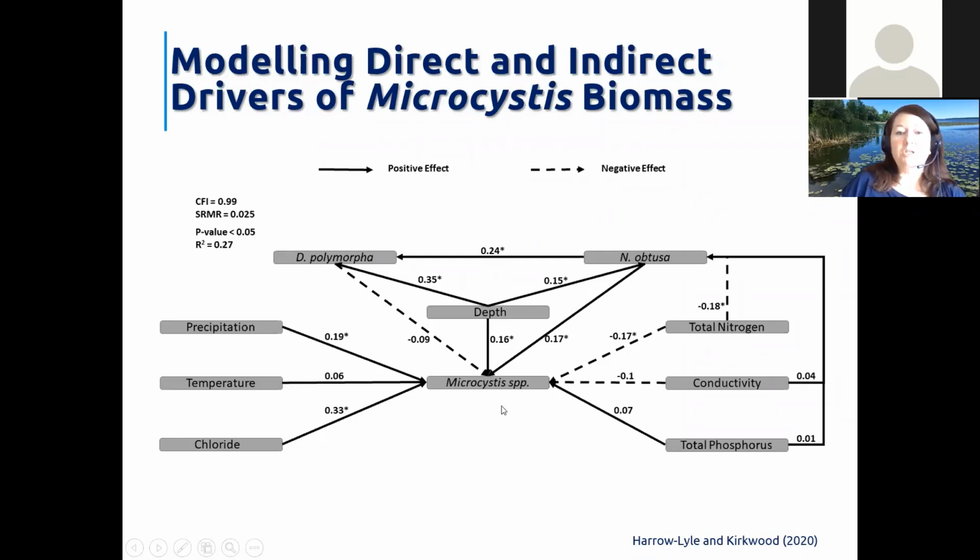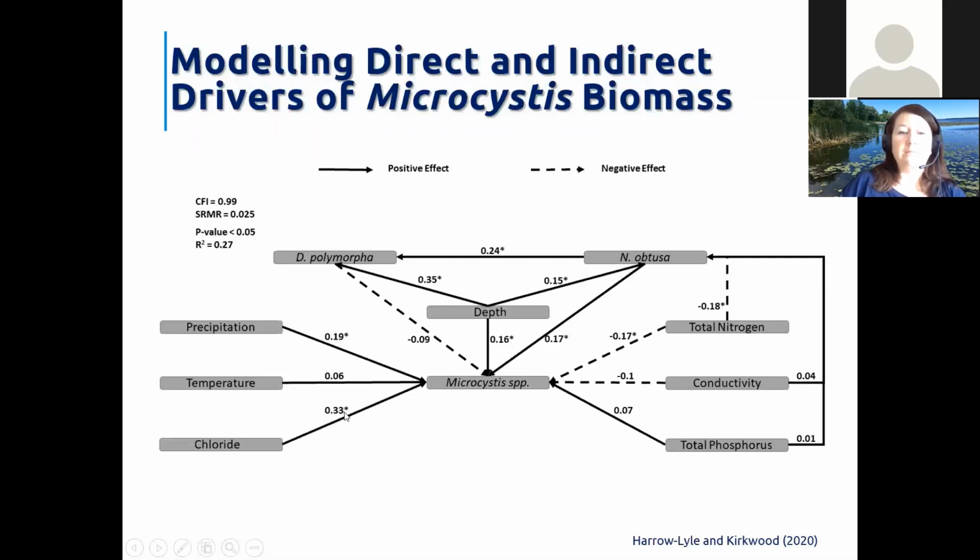Now, I'll draw your attention to the biotic drivers. And what we're finding is that Nitolopsis obtusa was the only biotic driver of Microcystis. Normally in other studies, especially in Lake Erie, there's typically a tight relationship between Microcystis blooms and the abundance of zebra mussels. But in this case, we found that really it was N. obtusa that was positively associated with driving zebra mussel abundance as well as Microcystis abundance. But there was a very slight negative effect of zebra mussels, but it wasn't statistically significant.